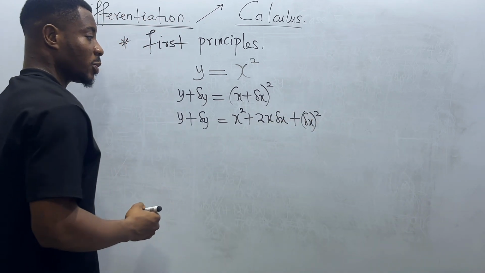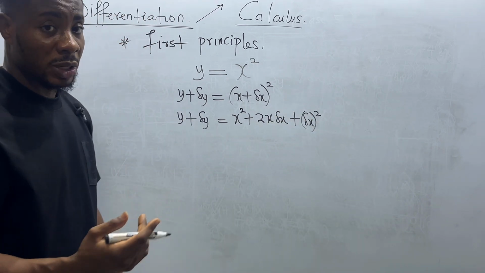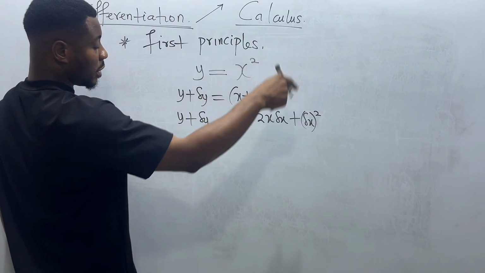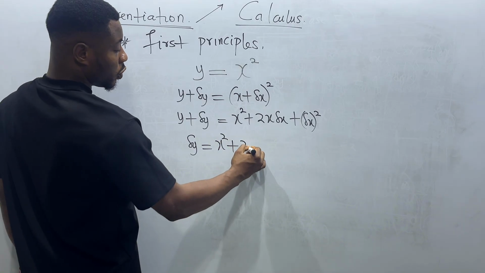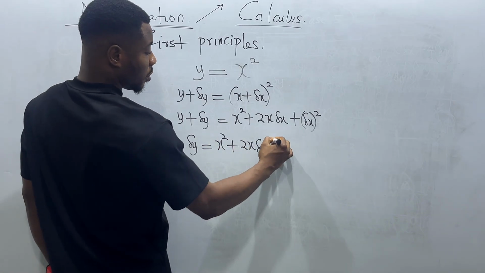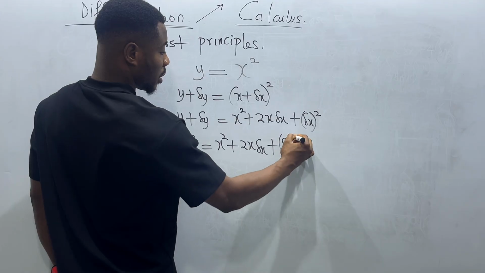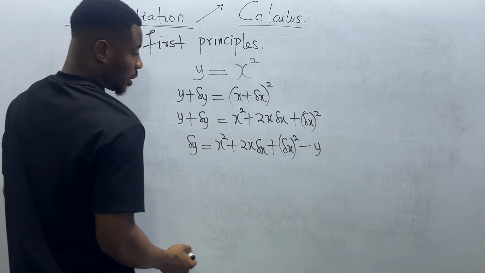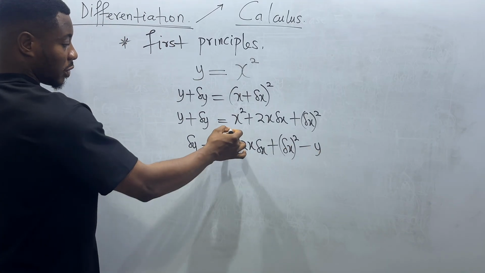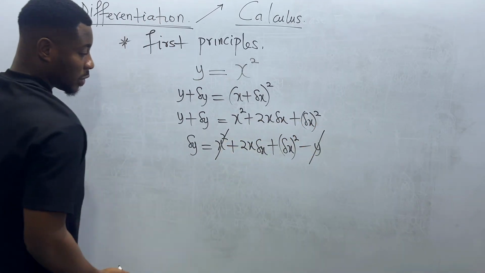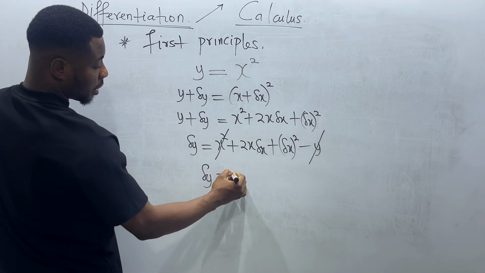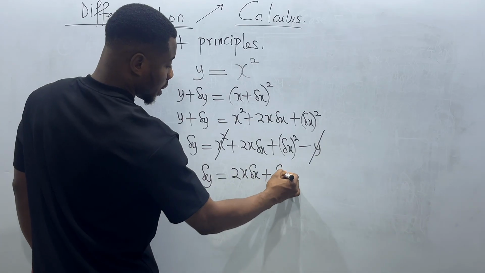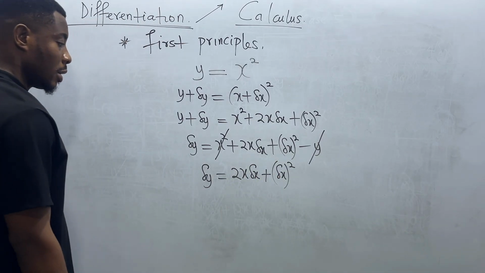You can do the expansions manually or you can use binomial expansion. Now, I can say therefore that change in y, if I take y to the other side, I'll be having x squared plus 2x change in x plus change in x squared then minus y. Now y and x squared are the same, so x squared will cancel out y. So what I have here is change in y is equal to 2x change in x plus change in x squared.